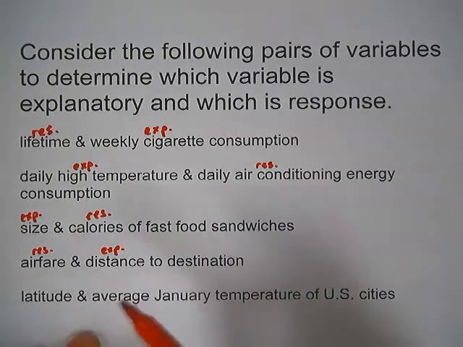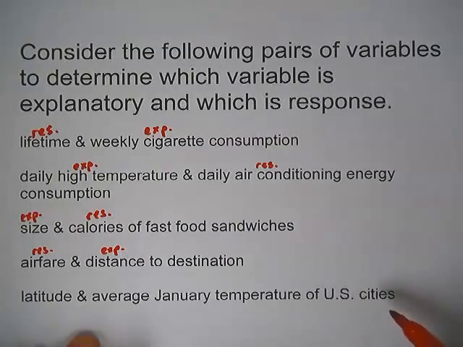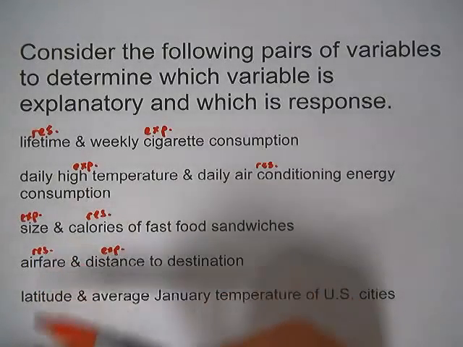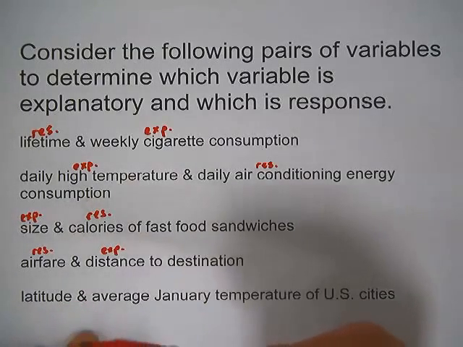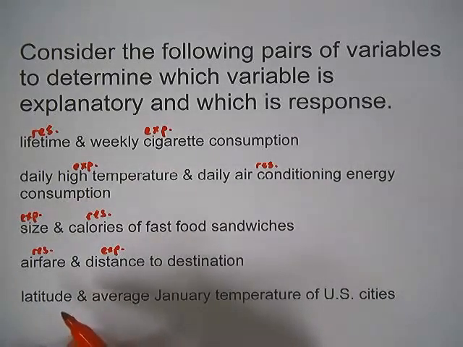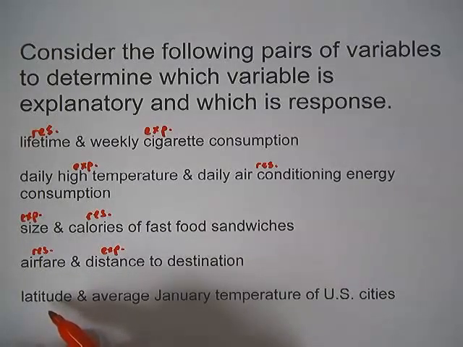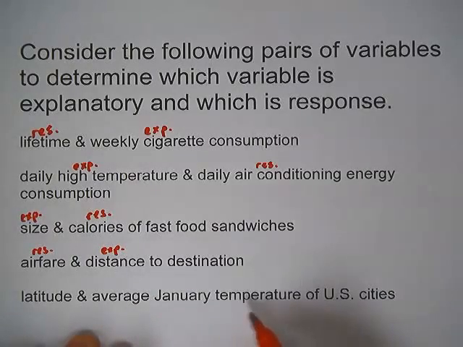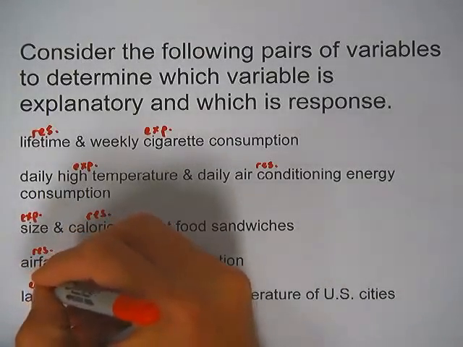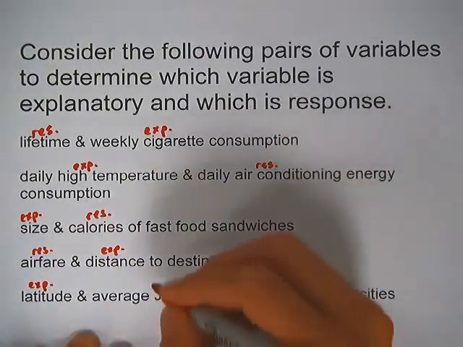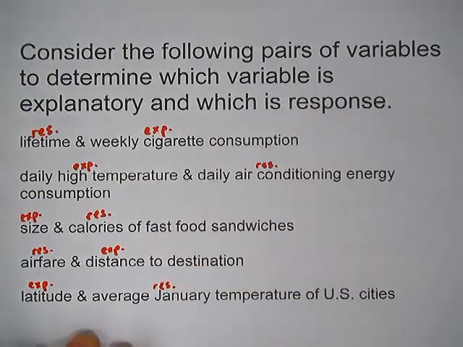And our last pair here is latitude and average January temperature of U.S. cities. Latitude measures how far north or south you are on the globe. So we know that the further you go north, the colder the temperature is going to be. So a change in latitude is going to explain a change in the average January temperature of the U.S. cities. So latitude is your explanatory variable, and temperature is going to be your response variable.